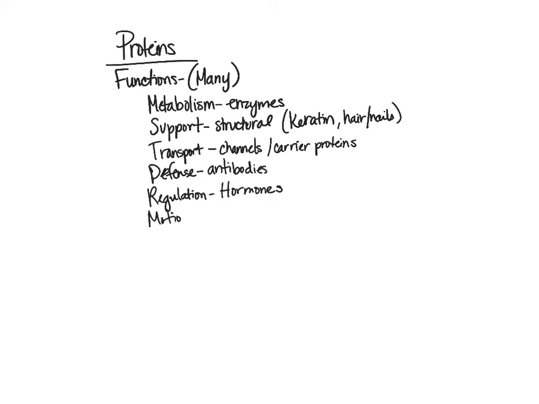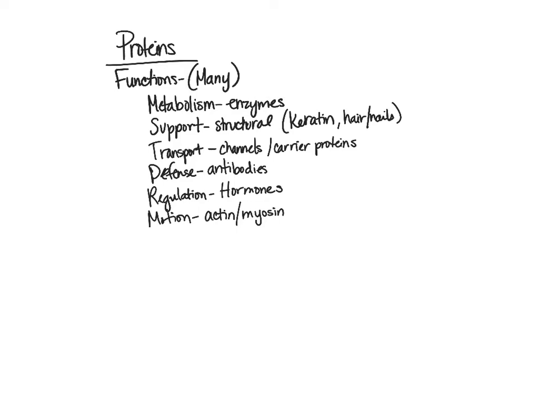And then the last example, for motion. We have these proteins that are called actin and then myosin. And those are the major proteins that we find in our muscles that are allowing our muscles to contract and relax, that are allowing us to move, our bodies to move. So those are just some examples of the functions of proteins.